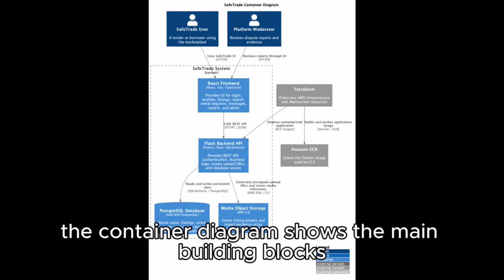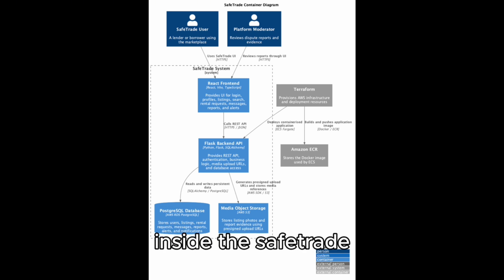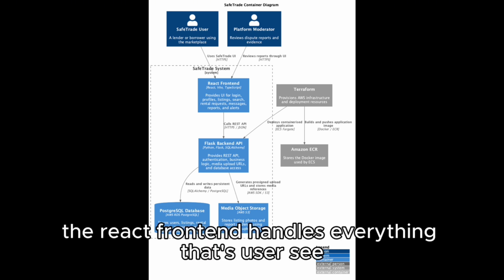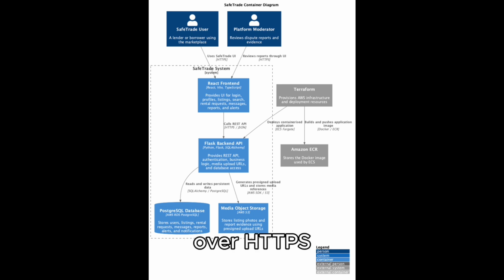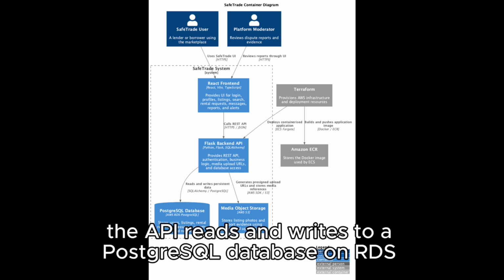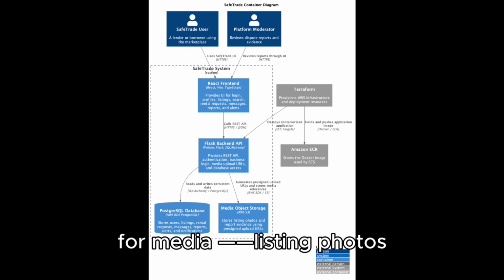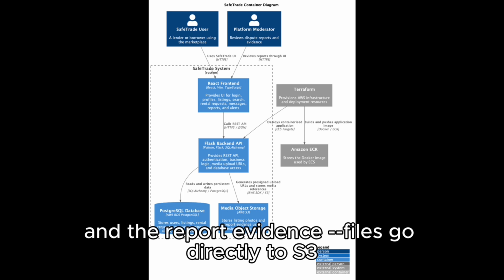Zooming in, the container diagram shows the main building blocks inside SafeTrade. The React front end handles everything that users see. It talks to the Flask backend API via REST over HTTPS. The API reads and writes to the PostgreSQL database on RDS.